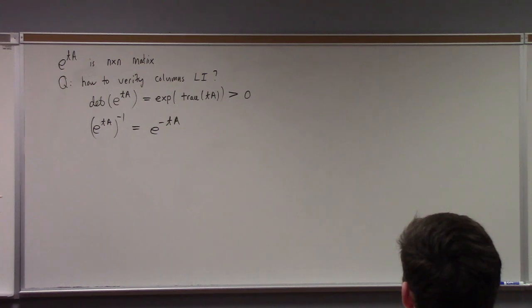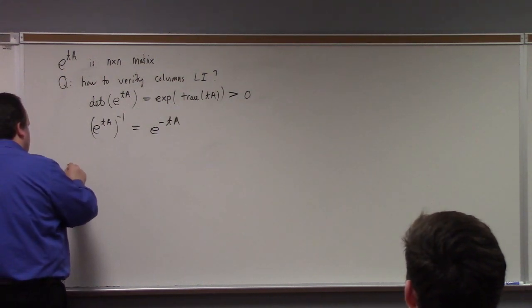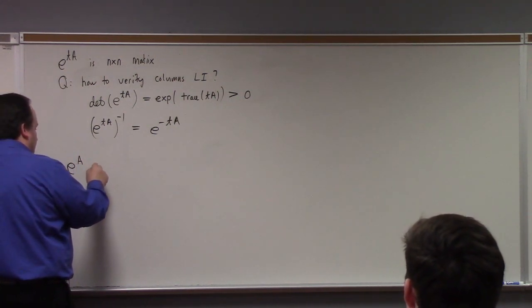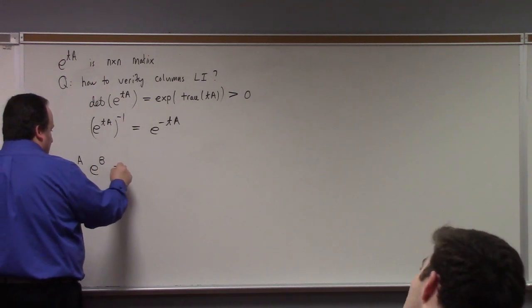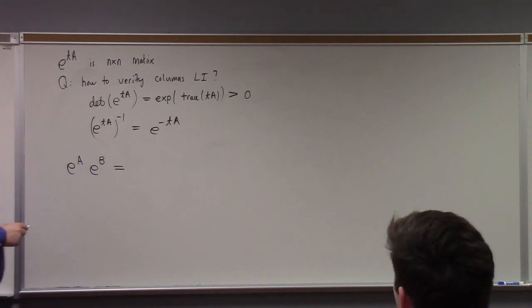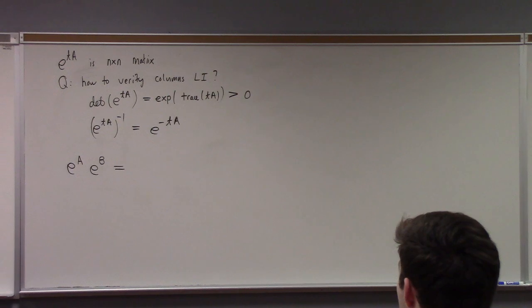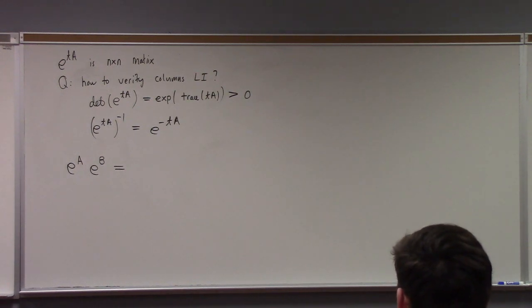But guys, I should warn you, if we do e to the a times e to the b, and you study this, what do you guys think is going to happen? What's e to the a times e to the b? Where a and b are matrices. How's this work out? Guess, right? You can guess. What's the start of it? E to the what? E to the a plus b.